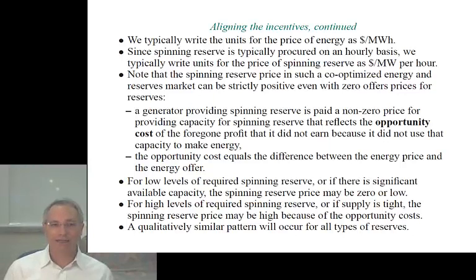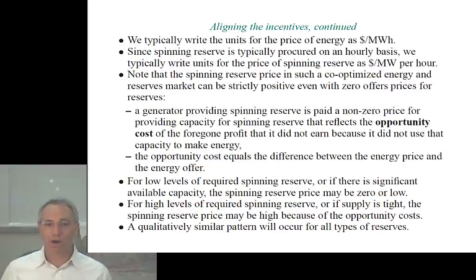Instead of making energy and selling it at the energy price, of course costing it its fuel cost, its marginal cost, instead of doing that, it reserved its capacity for spinning reserve. The generator is paid the opportunity cost of the foregone profit. And that opportunity cost equals the difference between the energy price and the energy offer of the generator.